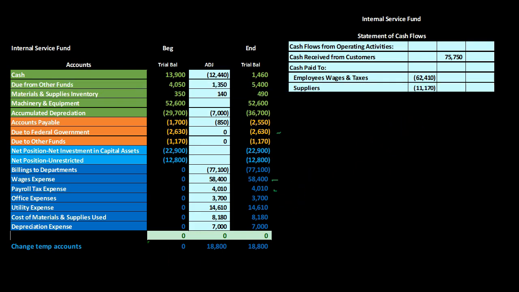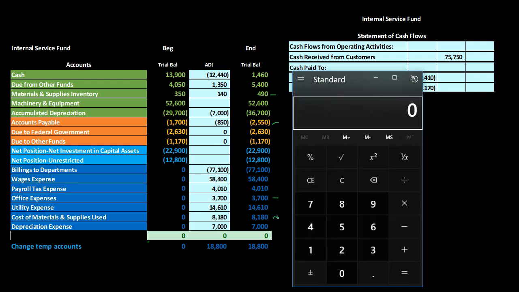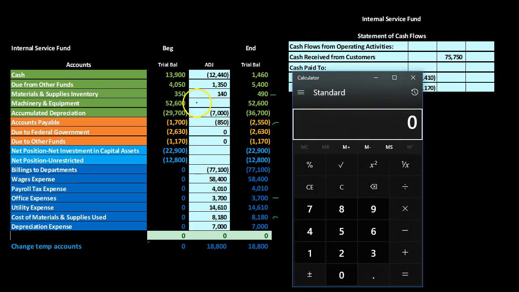Then we have the supplies. So the supplies are going to include the materials and supplies inventory up top. Then we have the accounts payable, which is going to be related to the supplies. And then we're going to include the office supplies down below. And we are going to include the cost of materials and supplies. So these are going to be the accounts affected. So then we'll subtract these out. So we're going to say we have the 490 minus the 350. So that's going to give us the 140.